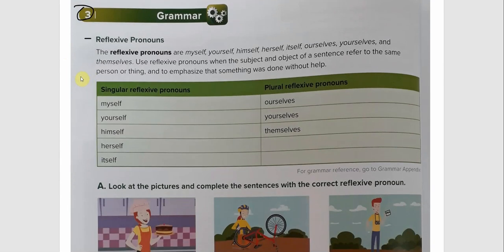Alright, so what are the reflexive pronouns? Myself, yourself, himself, herself, itself, ourselves, yourselves, and themselves. So practice saying those. And use reflexive pronouns when the subject and the object of a sentence refer to the same person or thing, and to emphasize something was done without help.